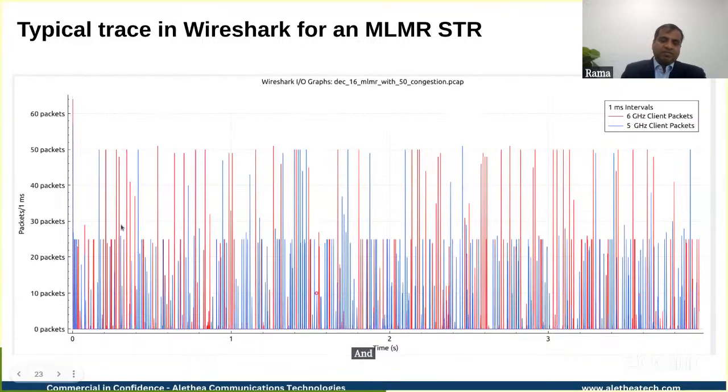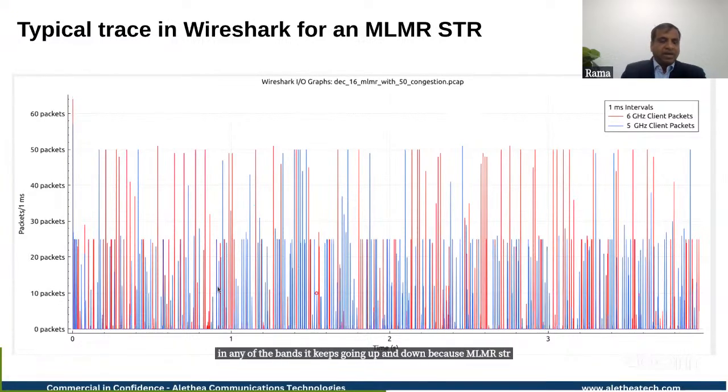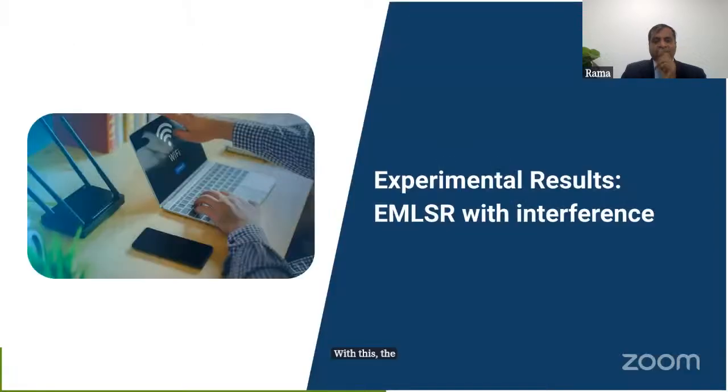And you see that as and when the client or the AP gets a chance to transmit in any of the bands, it keeps going up and down, because MLMR STR by definition can transmit on both the links or listen on both the links at any point of time. So this is how the transmission pattern looks if you check the capture. With this, the MLMR STR experimental results are concluded, and we would now go to the EMLSR with interference.